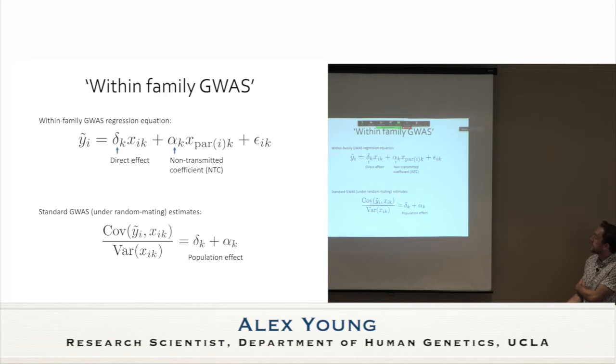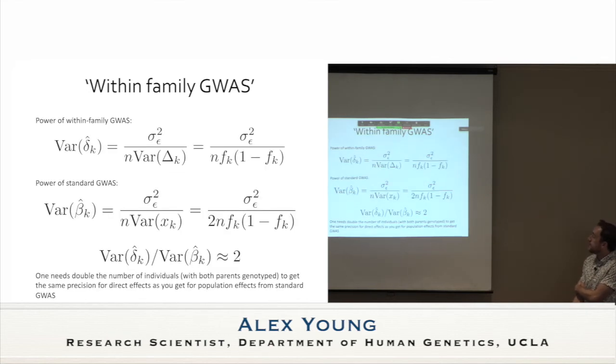And then from this equation, you can derive what standard GWAS, assuming random mating, is estimating in terms of these parameters, and it's basically estimating the sum, and that's basically the same as what I showed in the earlier slide. And we're going to call this the population effect, which is just the sum of the direct effect and the non-transmitted coefficient. So I hope I've convinced you that doing within family GWAS is a sensible thing to do if you want to have an estimate of something that you understand what it is.